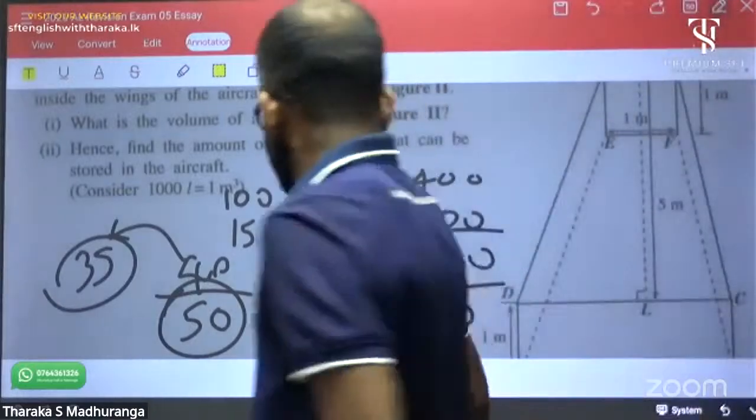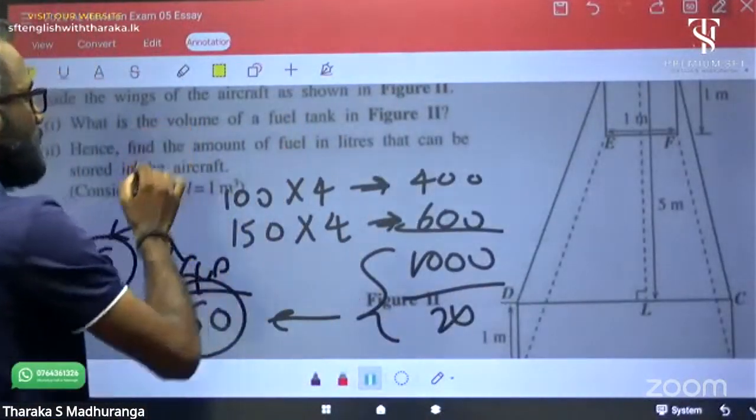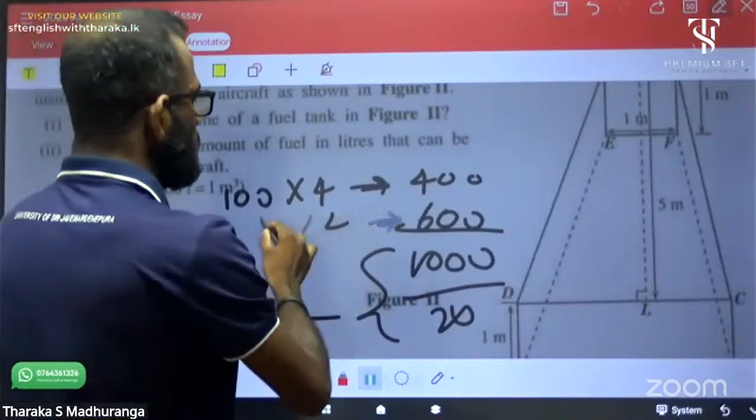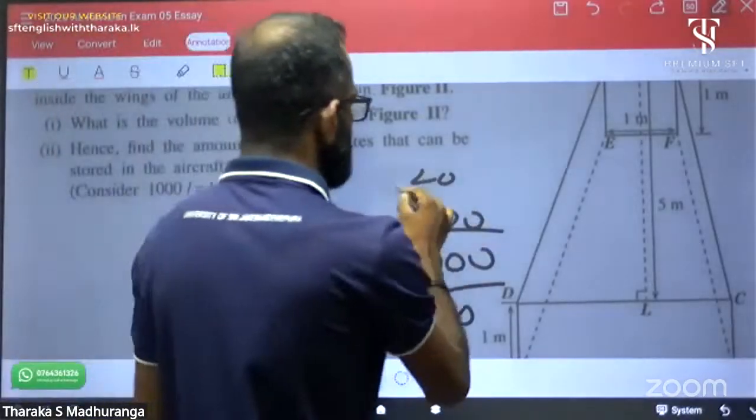Okay. For this equation part, you have 30 from 150.